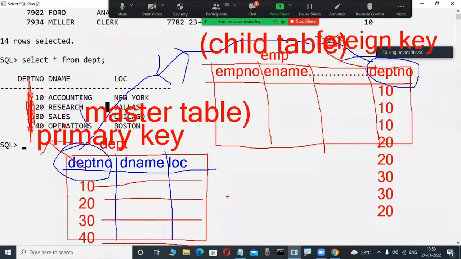Again, this is a what? EMP is a child table. There's a foreign key available. That's why it is a child table related to the master table. Okay, fine. Why are they establishing a relationship between the tables? From a data security point of view.